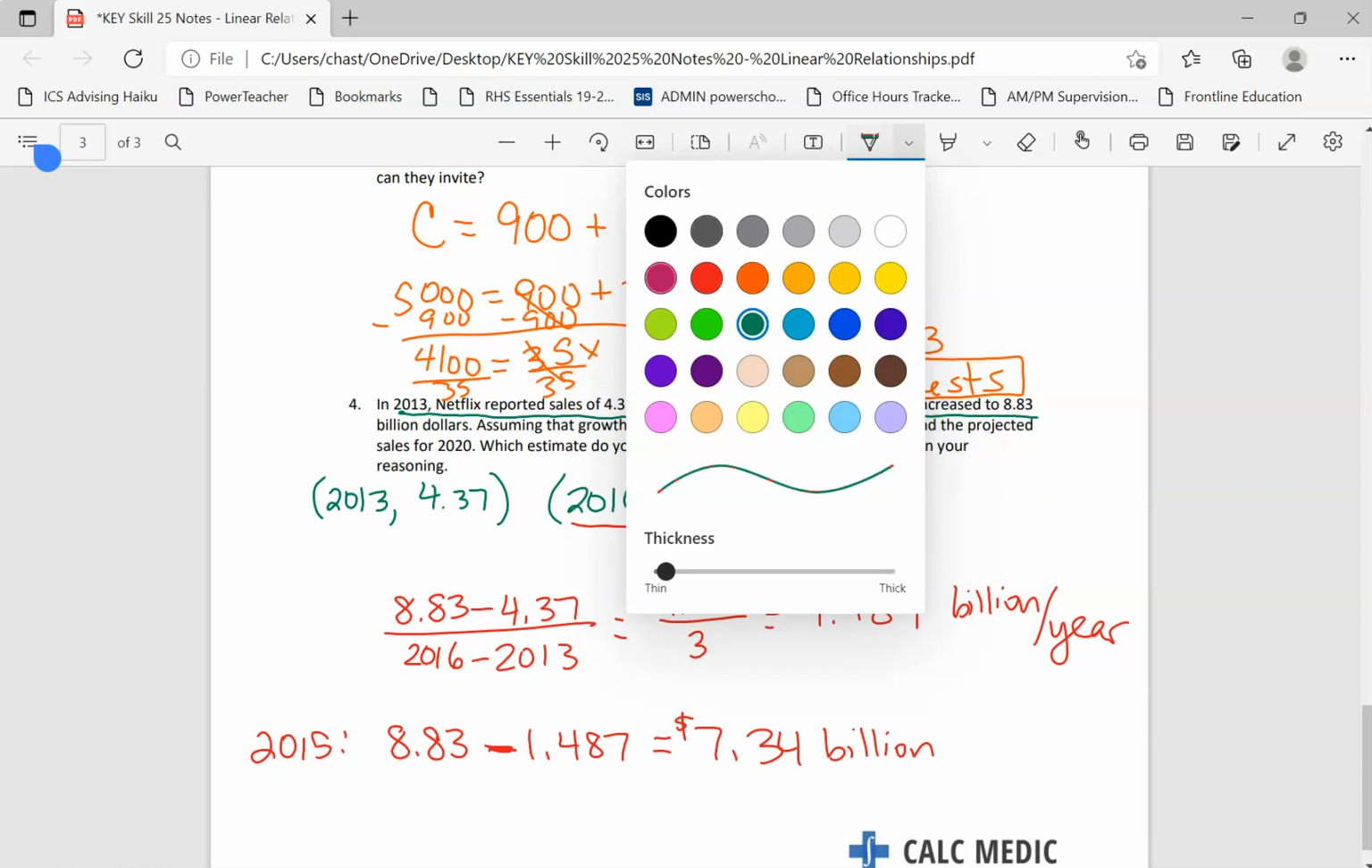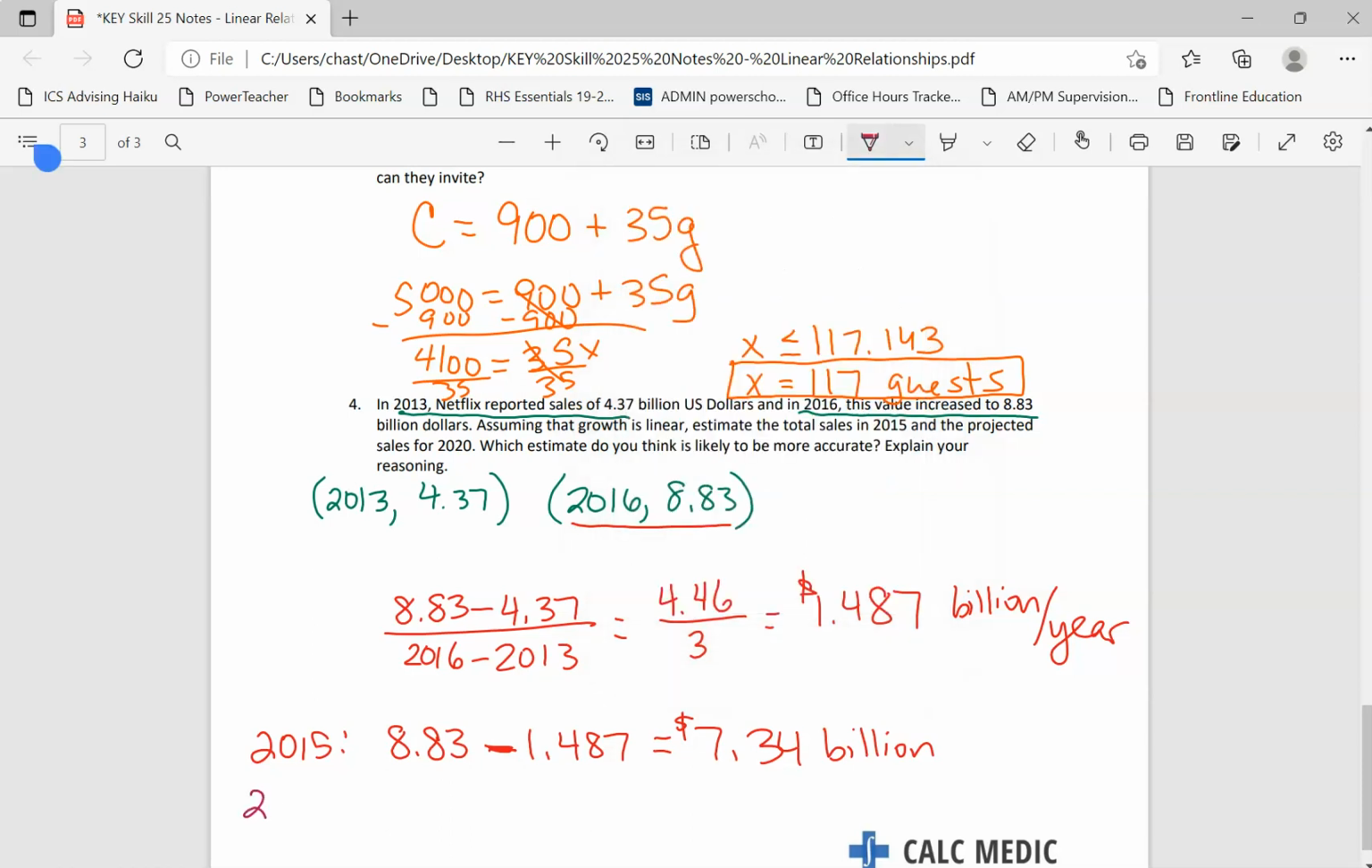Now let's look at projection for 2020, even though now we know it's past 2020. 2016 is our year of reference, so we're going to go up 4 years from that. So we're going to have 8.83 plus 4 groups of that slope of 1.487. And that'll give us $14.78 billion.